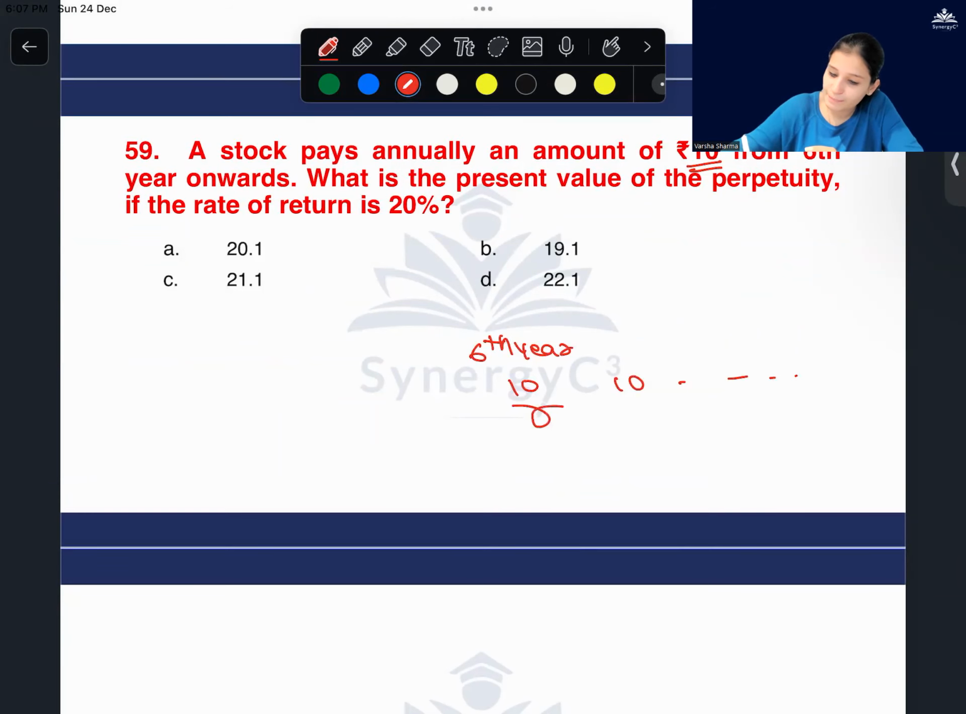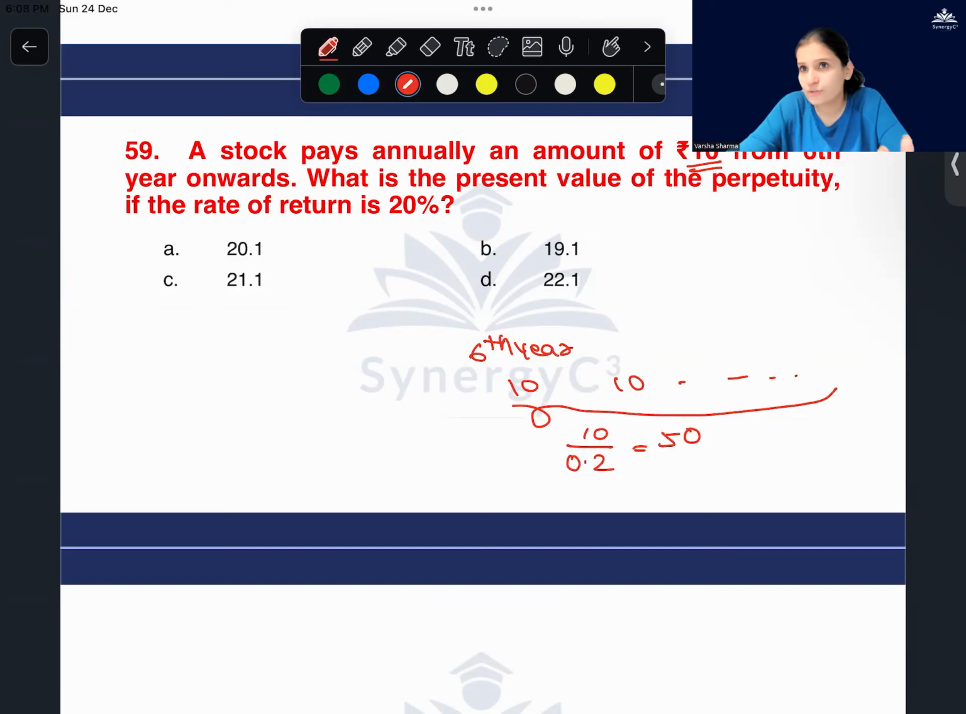So first find out the present value of this perpetuity, starting from the 6th year. Whether you have 5 years less or more, how does it even matter in forever? Forever is still infinity. So in infinity, if you reduce by 2, 3 years, how does it matter? So find out for 10 rupees, what is the perpetuity amount at 20%. 20% is 0.2, that is 50. Is this part okay? Till here it's okay.